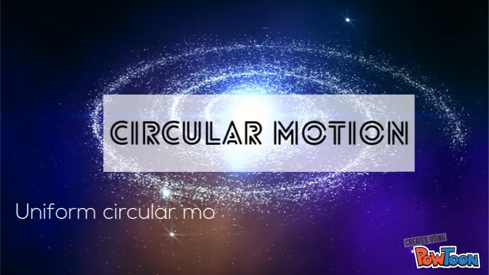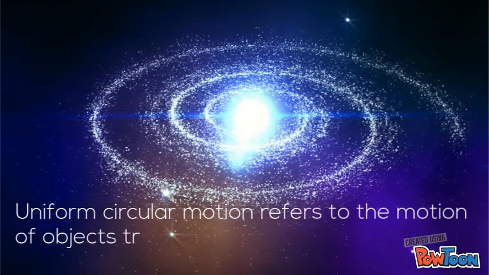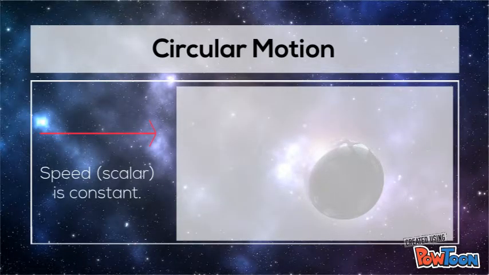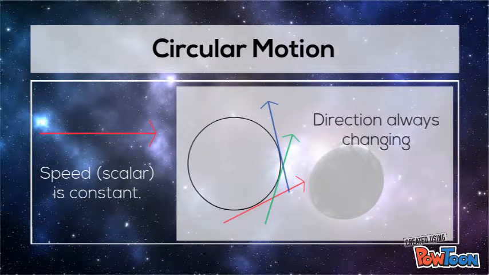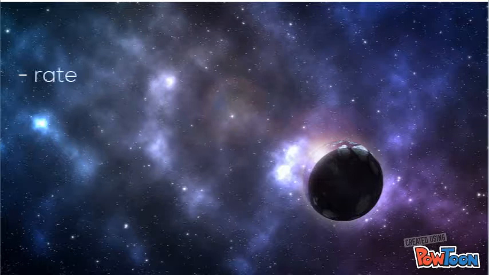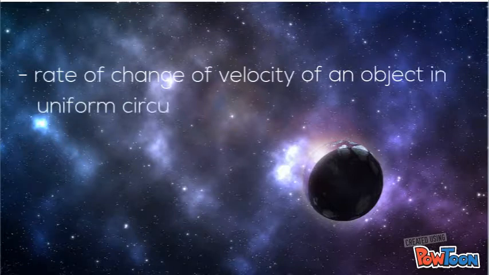Uniform circular motion refers to the motion of objects traveling in a circle. The speed, which is a scalar, is constant, but the direction is always changing, which means that the velocity, which is a vector, changes as well. Acceleration is defined as the rate of change of velocity, and therefore an object in uniform circular motion has acceleration.